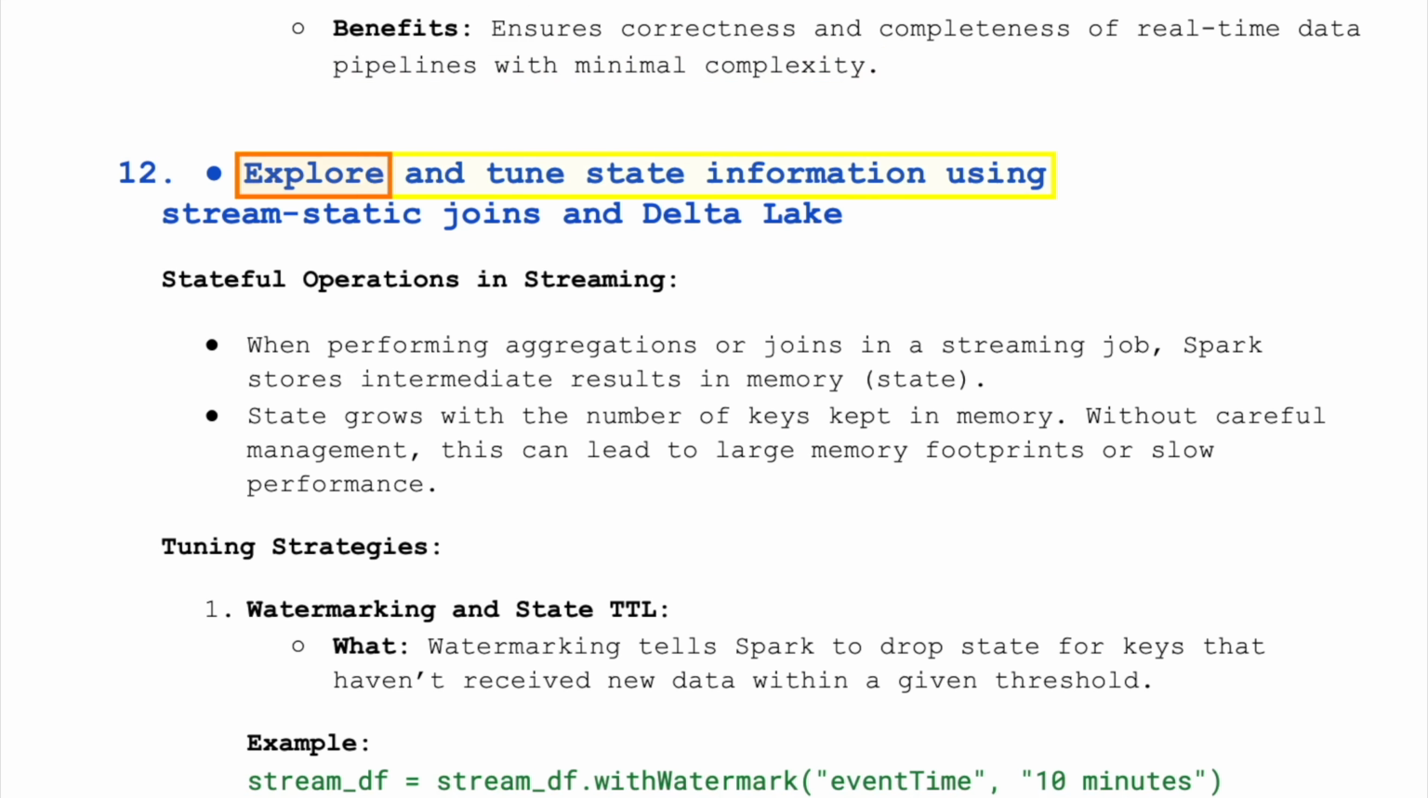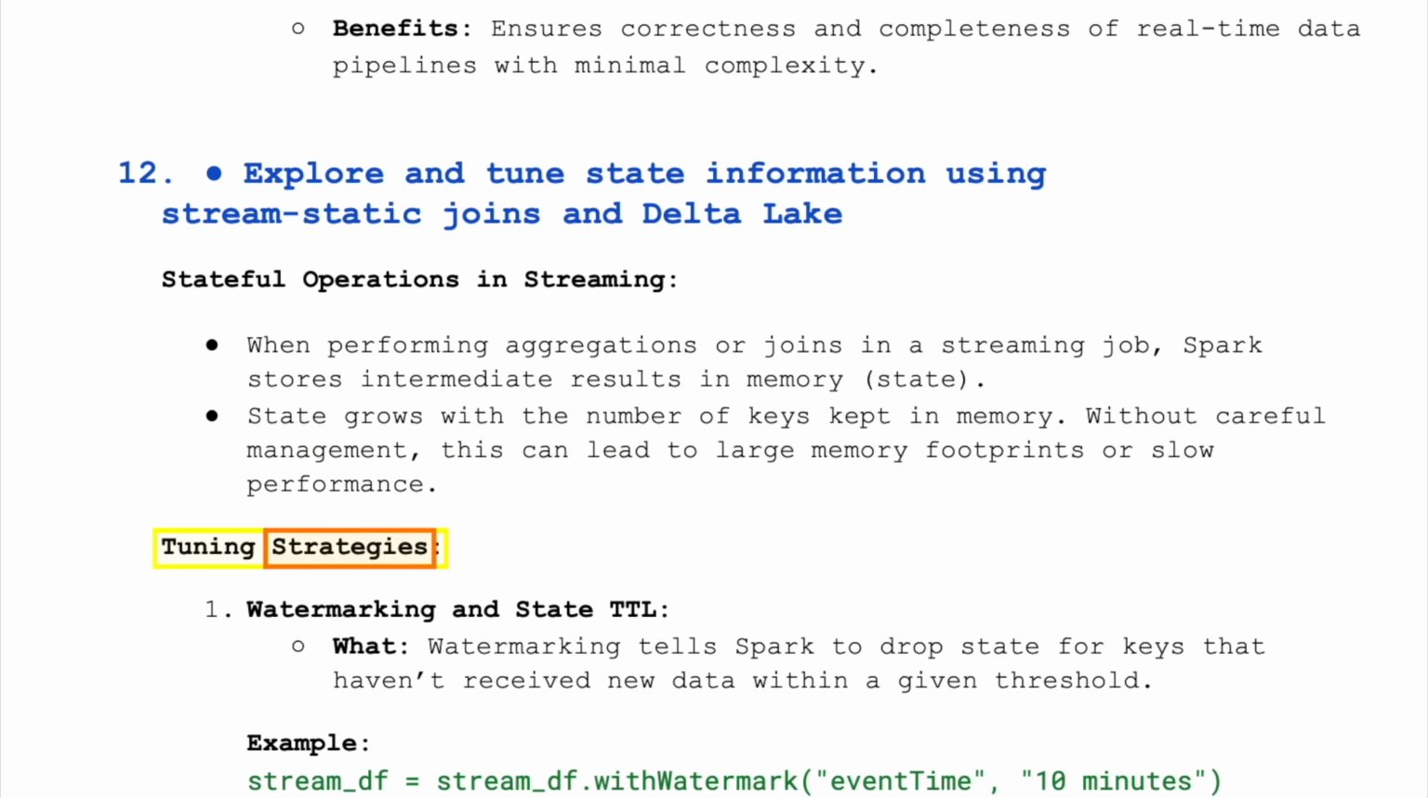12. Explore and tune state information using stream-static joins and Delta Lake stateful operations in streaming. When performing aggregations or joins in a streaming job, Spark stores intermediate results in memory state. State grows with the number of keys kept in memory. Without careful management, this can lead to large memory footprints or slow performance.